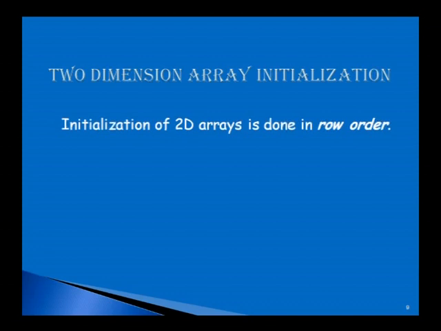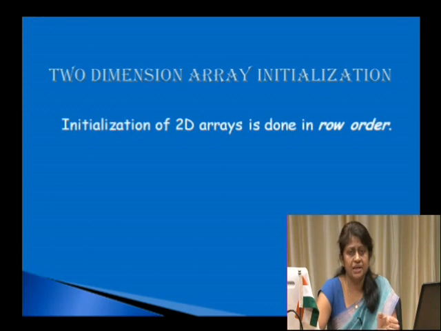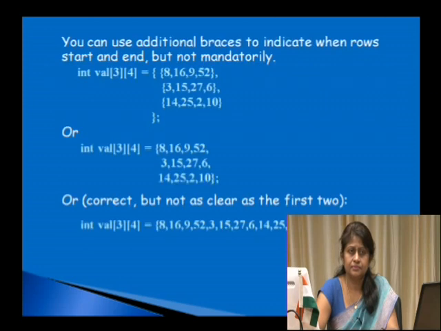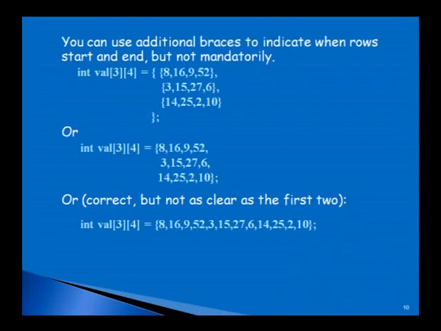We saw different ways of initializing a single dimensional array. In the same way, the two-dimensional array also can be initialized in different ways. Initialization of 2D arrays, or assigning values to two-dimensional arrays, generally takes place in row order. So, the first row elements will be taken first, followed by the second row elements and so on. These are the different ways that we can initialize the array variables.